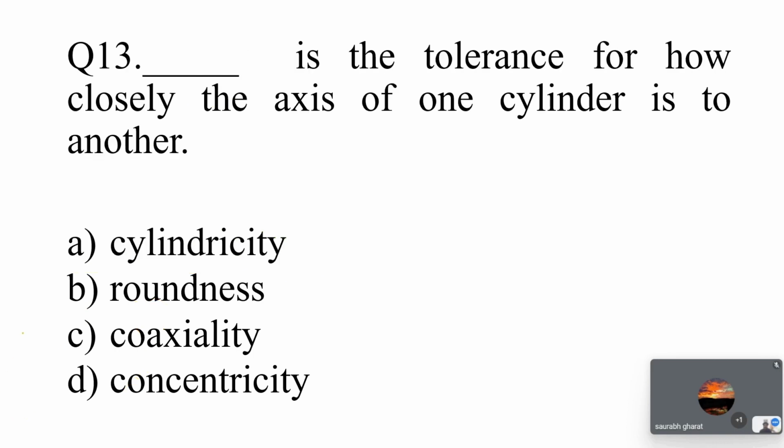Next: it is the tolerance for how close the axis of one cylinder is to another. It is about the axis of one cylinder to the other. Cylindricity is already done, so the options are coaxiality and concentricity. Out of the two, we will solve the answer.